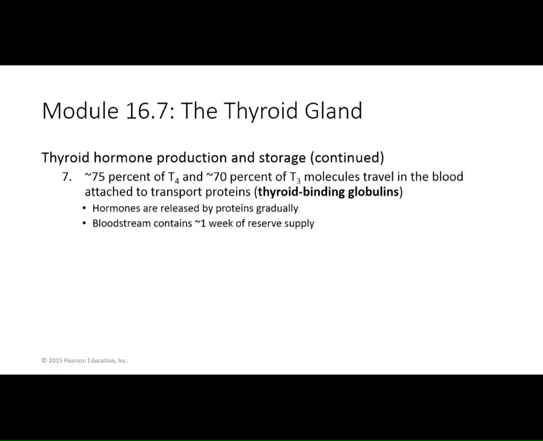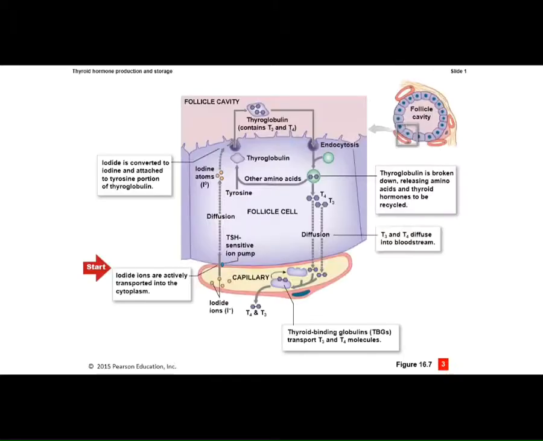Okay, so we'll be thinking about how these hormones are traveling through your body. So your bloodstream contains about a week's supply or so of thyroid hormone. This is being released from your thyroid gland consistently. Here's a little picture of this to help you think through this. So on the bottom, here's your capillary. Okay, so there's your blood supply on the bottom. And we need to get T3 and T4 out of that follicle cell by diffusion into the bloodstream.